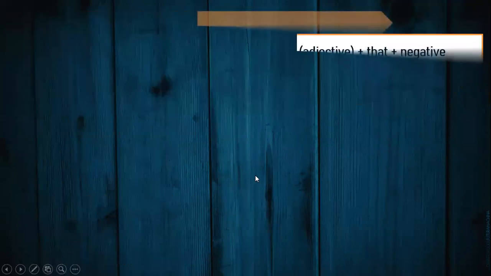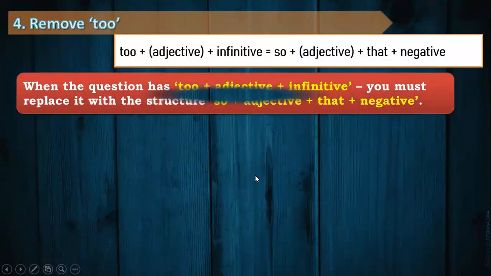Come on, moving on with the next concept. Now this is the second type of removal of to that I wanted to clear out. So how does it work? Here we go.